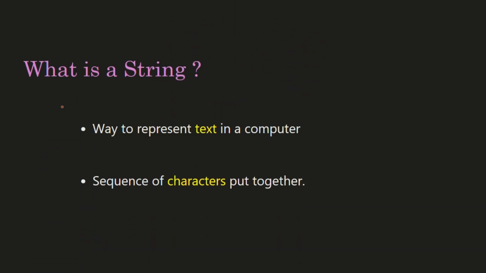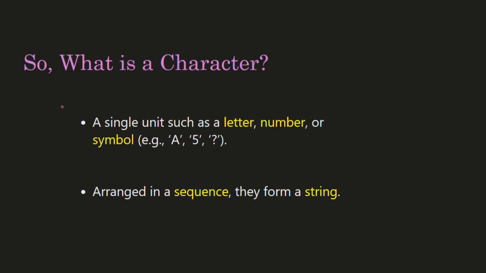So what is a string? A string is just a way to represent text in a computer. In simple words, it's a sequence of characters put together. Now, you might be wondering, what's a character? A character is a single letter, number, or symbol, like a 5 or even a question mark. When we line up these characters, we get a string.